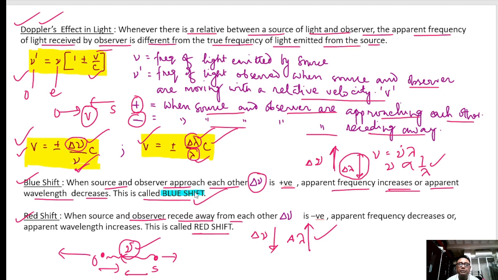So we call it blue shift when the apparent frequency increases and the apparent wavelength decreases. Similarly, during the red shift, the apparent frequency decreases and the apparent wavelength increases. Okay, this is called the red shift. So now let's move on to the next one.